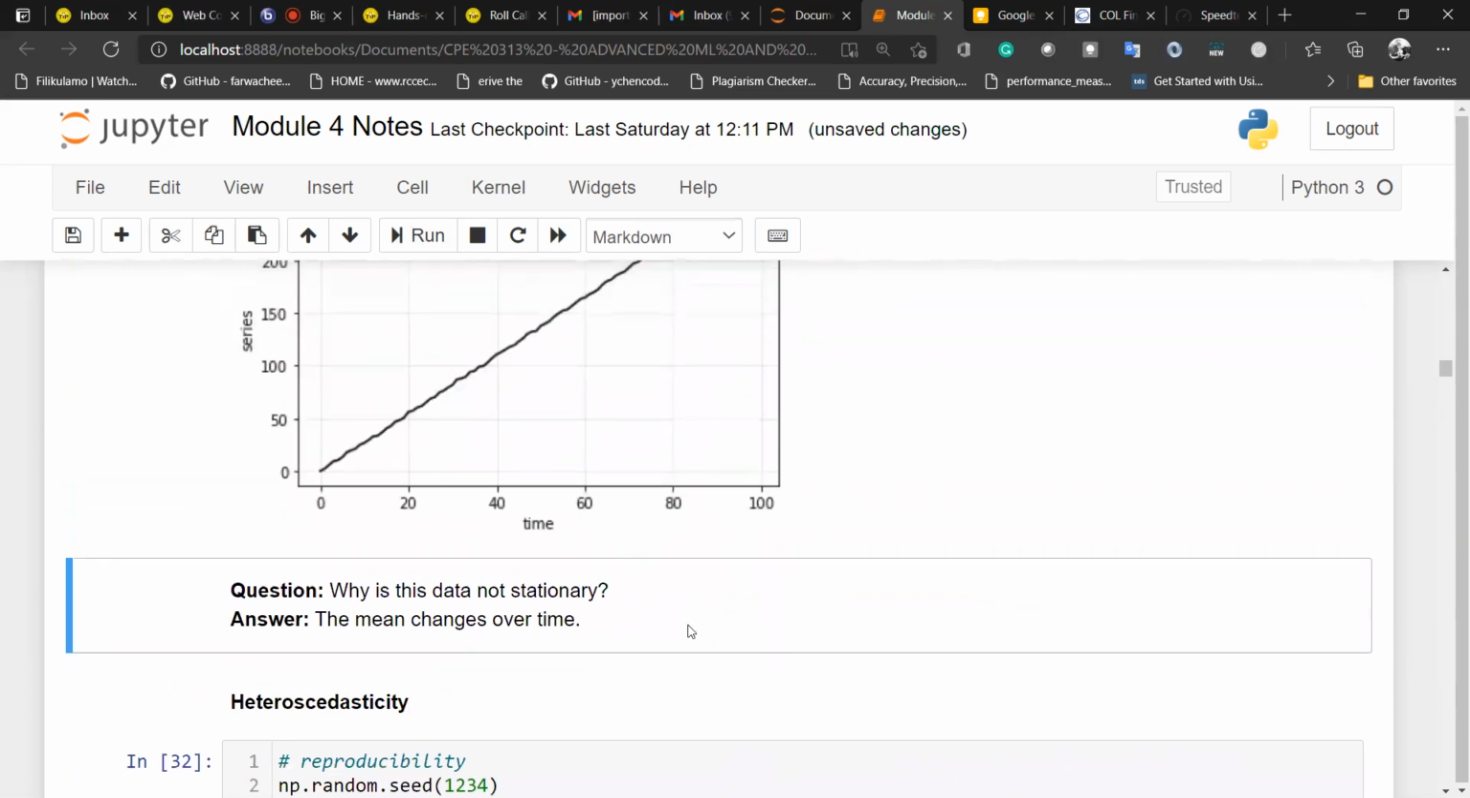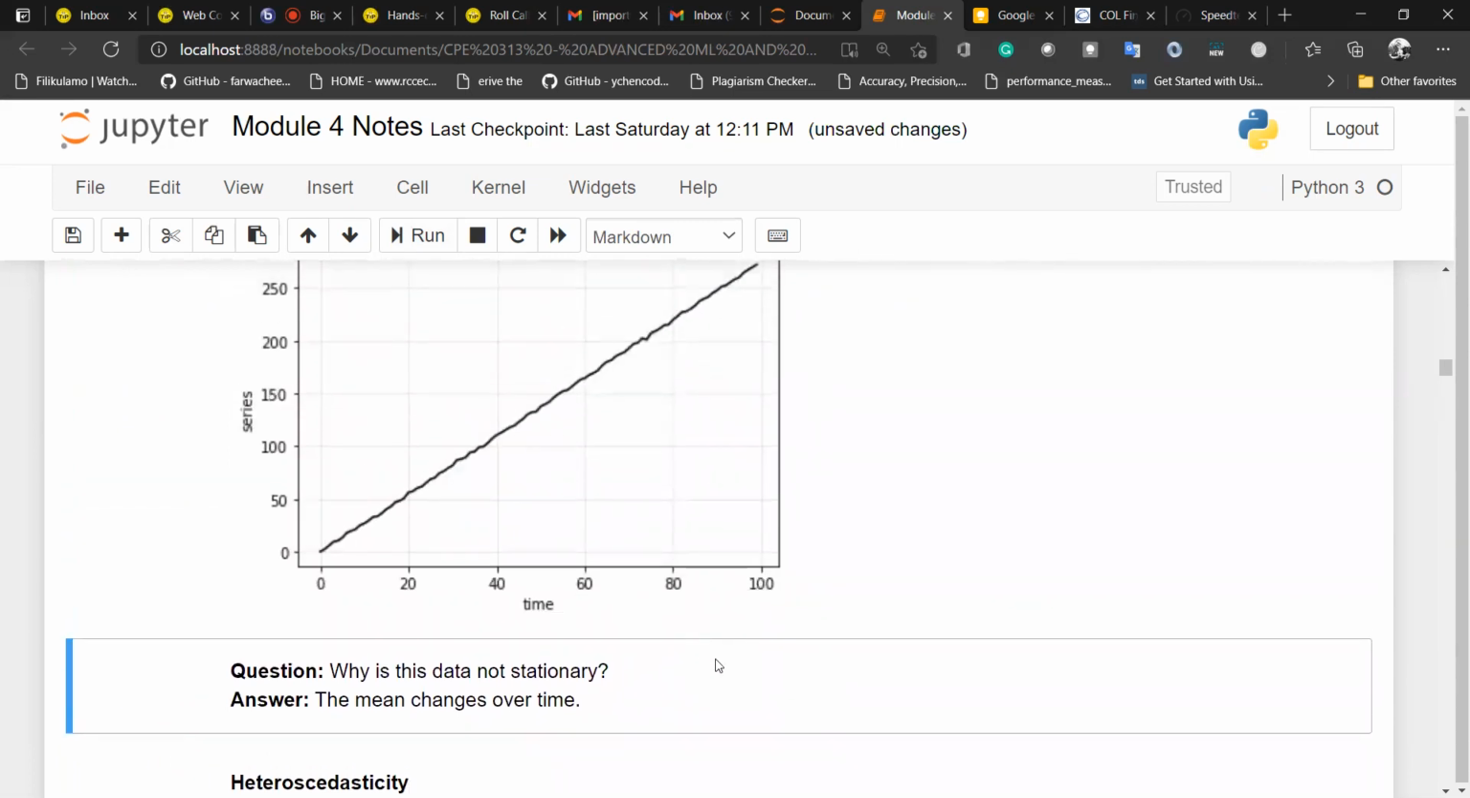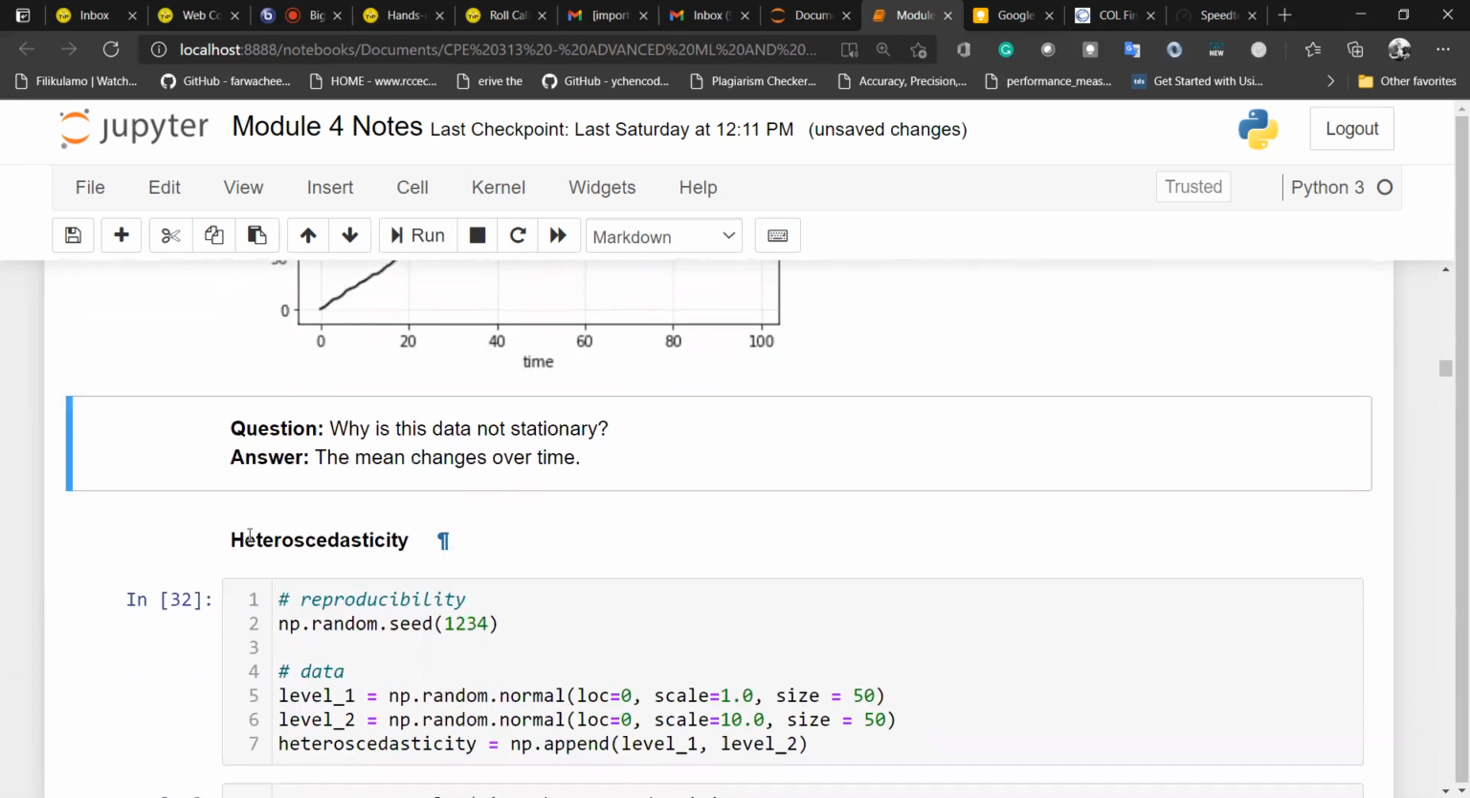So the question is, why is this data not stationary? Because the answer is this, the mean changes over time. Okay, so when the mean changes over time, it's called a non-stationary time series. So how do you show heteroscedasticity?